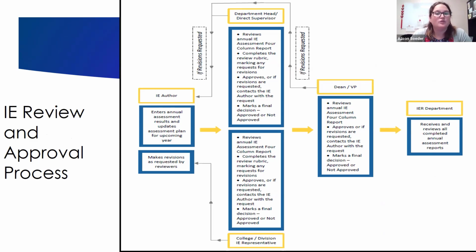A&M-Commerce uses a multi-layered review and approval process to ensure the timely submission of quality assessment reports. These reports can be used to document student outcomes and institutional effectiveness for the university. The process all starts here on the left with our IE author. They enter the annual assessment results and update the assessment plan for the coming year. We aim to have this done by September 1st.